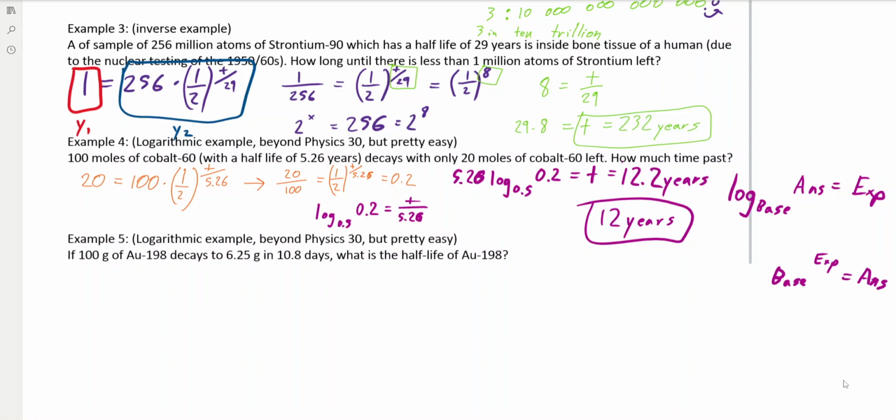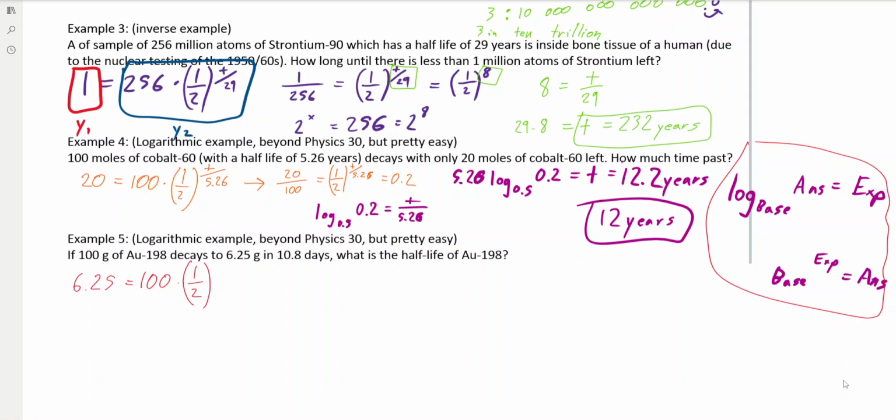Okay, so like I said, it's not too bad. All you have to do is practice using this skill here. So I recommend you pause the video and try example 5 on your own. Okay, so let's see if we can do example 5 now. So 100 grams of it decays into 6.25 grams. So we set it up the same way as before. We're wanting to know the half-life.